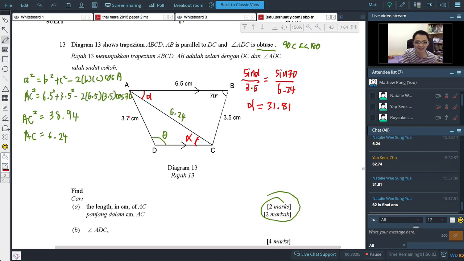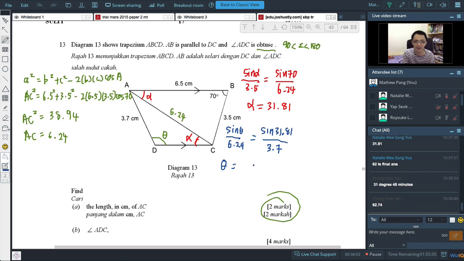Alright, so if I know alpha is 31.81, I can use sine rule again to find this obtuse angle. Maybe I change to blue color. Oh no, you have to do it like this. So sine alpha over 6.24 equals sine 31.81 over 3.7. Then you can find the angle. So sine 31.81 over 3.7 and then multiply 6.24, and then shift sine answer. Okay, I get 62.74.